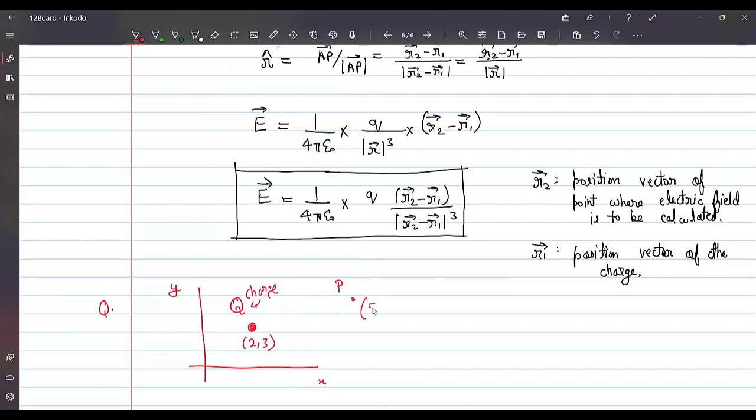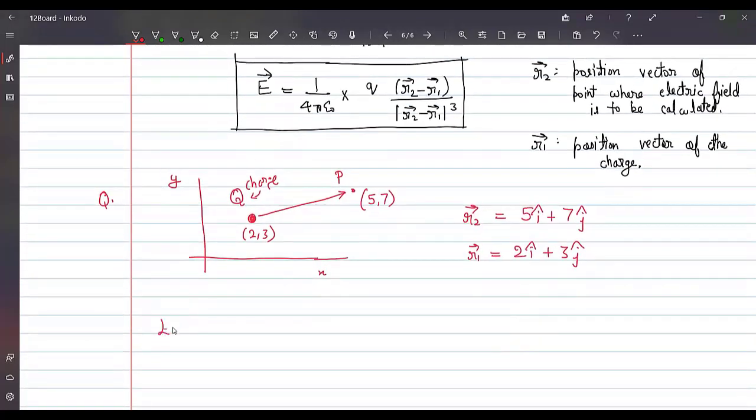Let us say it is at point (5, 7). So what do you need to find? You need to find r2 vector minus r1 vector. That is your QP vector. Your r2 vector is the position vector of the point where you need to find the electric field, so that will be 5i cap plus 7j cap. And r1 vector is the position vector of the charge, which can be written as 2i cap plus 3j cap.